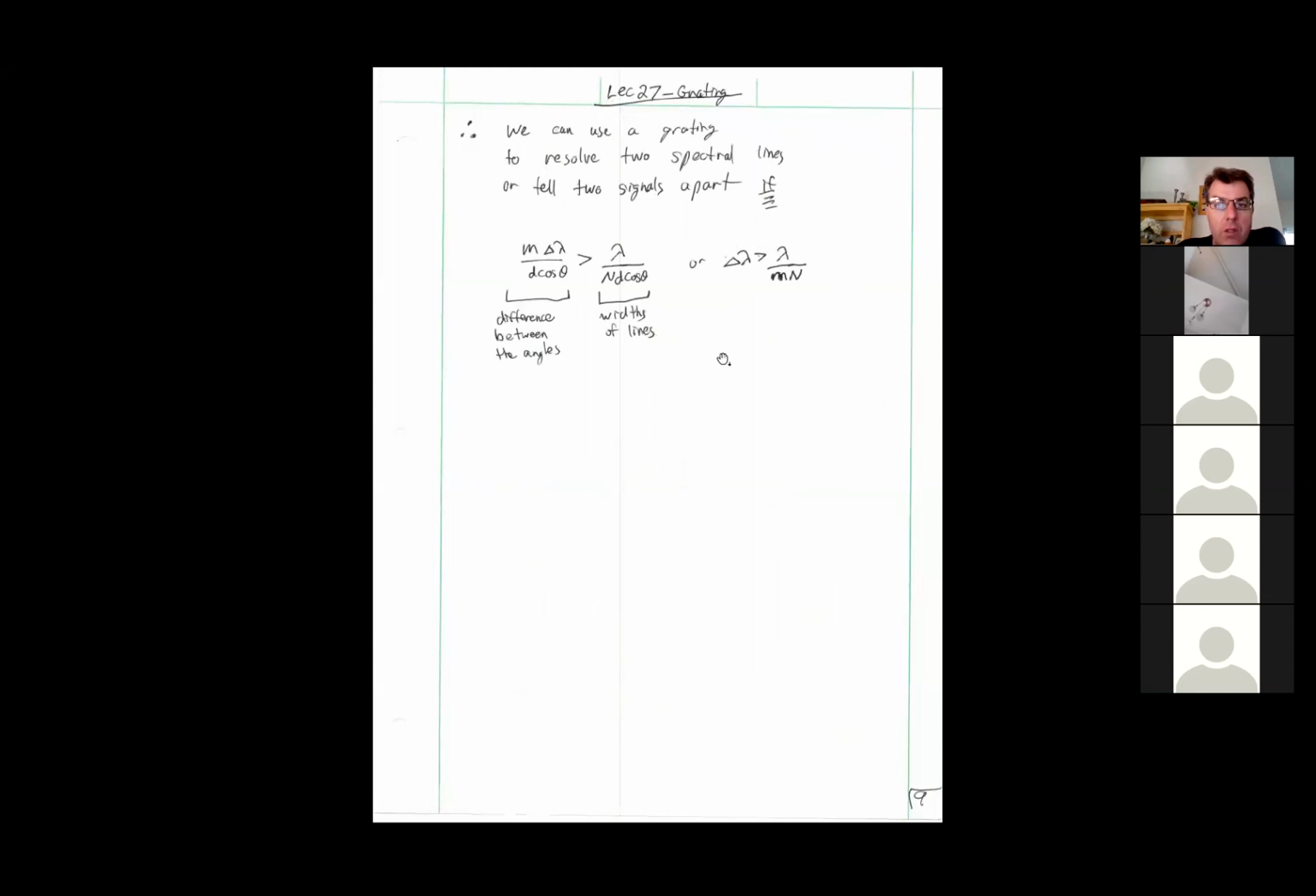So we can use a grating to resolve two lines or to tell two signals apart if this is all true. Difference between the angles is bigger than the width of the lines, or delta lambda is larger than lambda over mn. And this is why people will often use a diffraction grating not for the m equals 1 peak, but the m equals 2 or m equals 3. How high of an m they go to depends on certain practicalities of how they make the grating and everything.